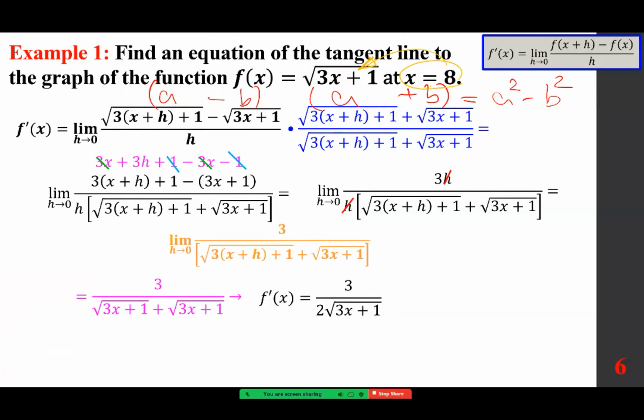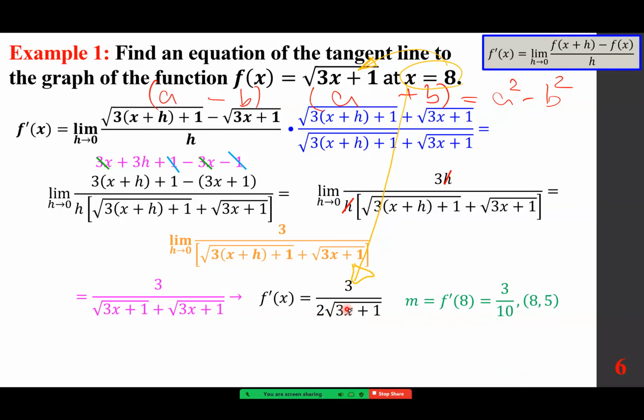Now, if I plug in 8 here, I get the slope. So again, this is 25. So the square root is 5. 2 times 5 is 10. 3 over 10 is my slope. Very straightforward.